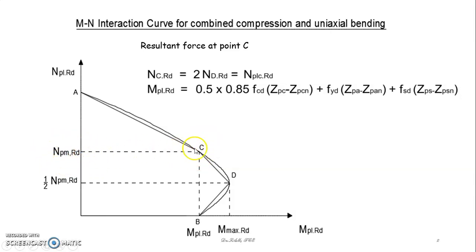The amount of axial compression at the point C is twice the compression determined at point D. In the earlier lecture, I have explained the capacity of point D. So the point C has twice the capacity of the point D. Therefore, the stress state at the point C is an axial compression of N_cRd, which is equal to twice the resistance at point D, and the plastic resistance at C is equal to the plastic resistance of the column cross section, which is computed by this expression.